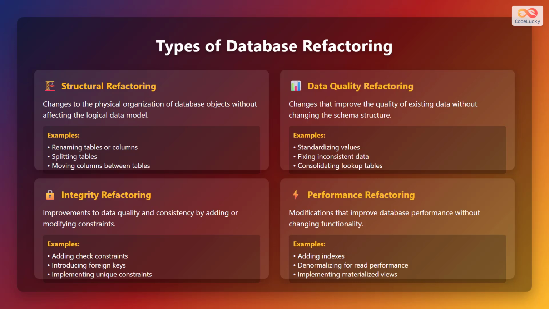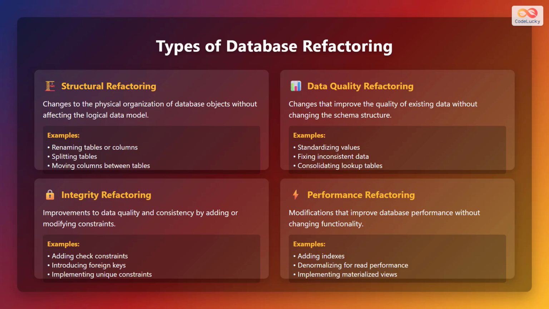There are several types of database refactoring. The first one is structural refactoring. These are changes to the physical organization of database objects without affecting the logical data model. Examples include renaming tables or columns, splitting tables, and moving columns between tables.